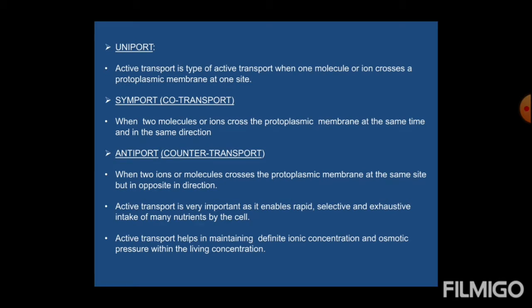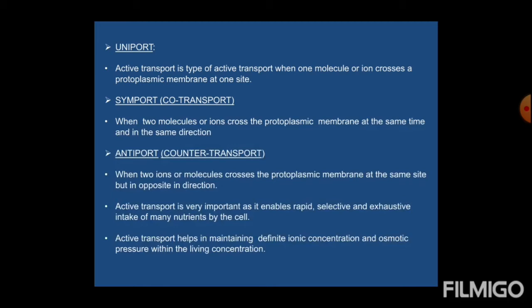So symport, antiport and uniport are the pathways or directions through which a substance, it can be glucose, sodium, chlorine, or any ion which is required, gets through the plasma membrane inside the cell, or from inside the cell goes out of the cell. I hope these are clear now. Active transport plays an important role, as I told you, in maintaining the ionic concentration of the cell as well as the osmotic pressure of the cell.